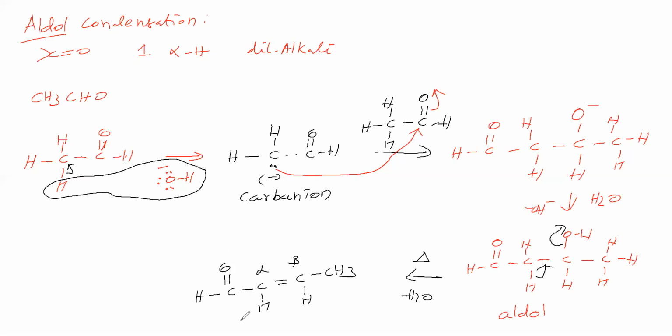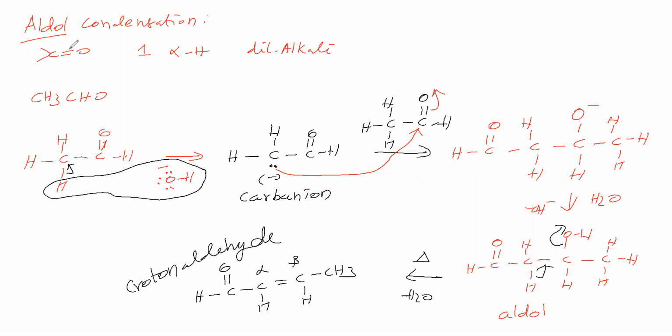The name of this compound is crotonaldehyde. So what is aldol condensation? We have to take a carbonyl compound that must have at least one alpha hydrogen. More than one alpha hydrogen is no problem. If there is no alpha hydrogen, aldol condensation is never possible.